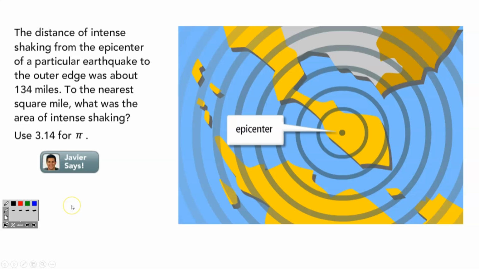So we're going to do just a couple of examples to go over area. We're going to start off talking about earthquakes, since the earthquake here in Utah happened about a year ago, almost. So the distance from intense shaking from the epicenter of a particular earthquake to the outer edge was about 134 miles. So that means from here clear out to here was 134 miles. To the nearest square mile, what was the area? So we're going to do area equals pi r squared.